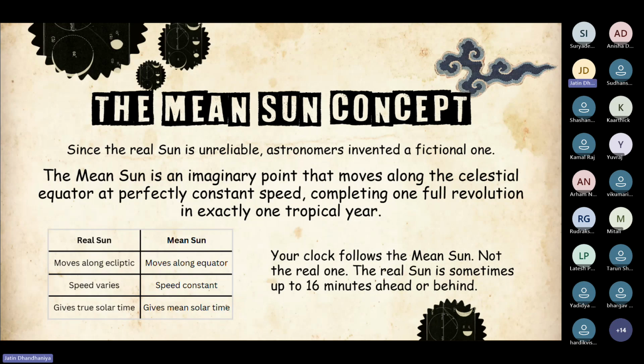Some differences between the real sun and mean sun are: the real sun moves along the ecliptic, but the mean sun moves along the equator. The speed of the real sun varies, while the speed of the mean sun is constant. The real sun gives true solar time, while the mean sun gives mean solar time. I'll get to the third point later. And the clock that we use in our daily life follows the mean sun, not the real one. The real sun is sometimes up to 16 minutes ahead or behind.